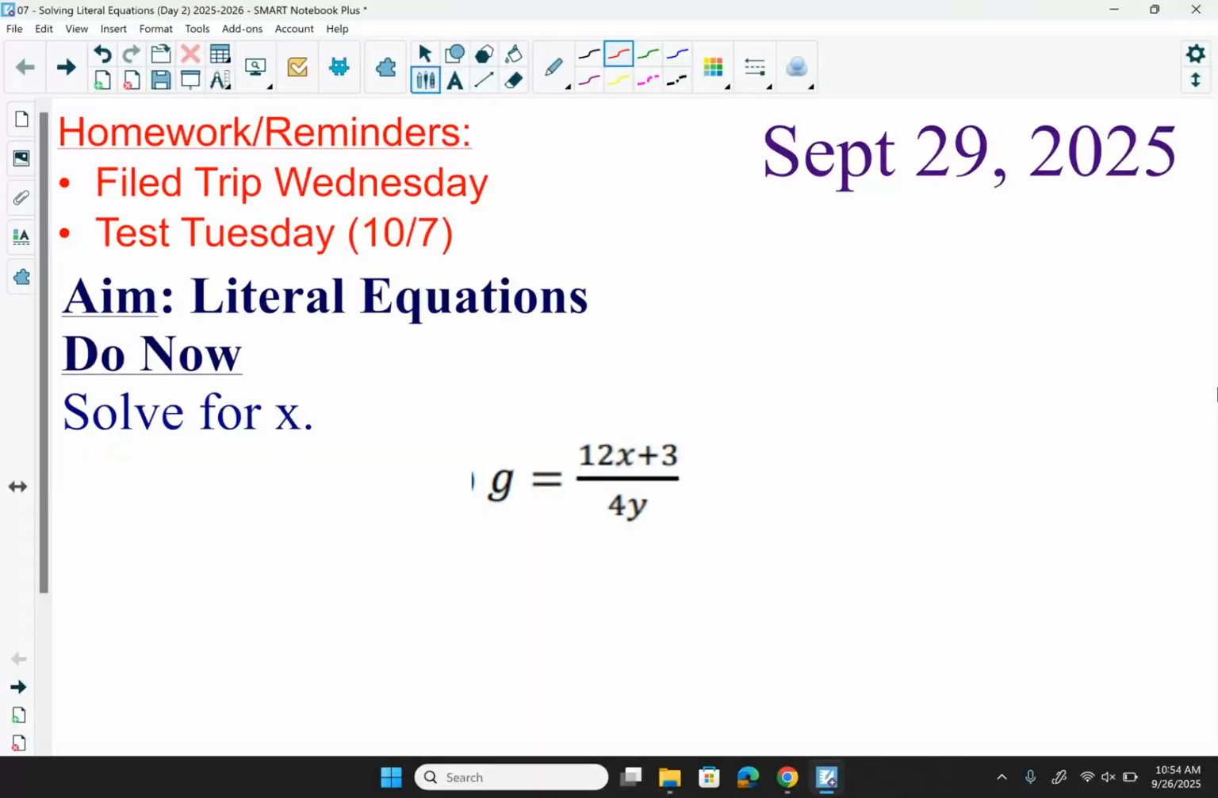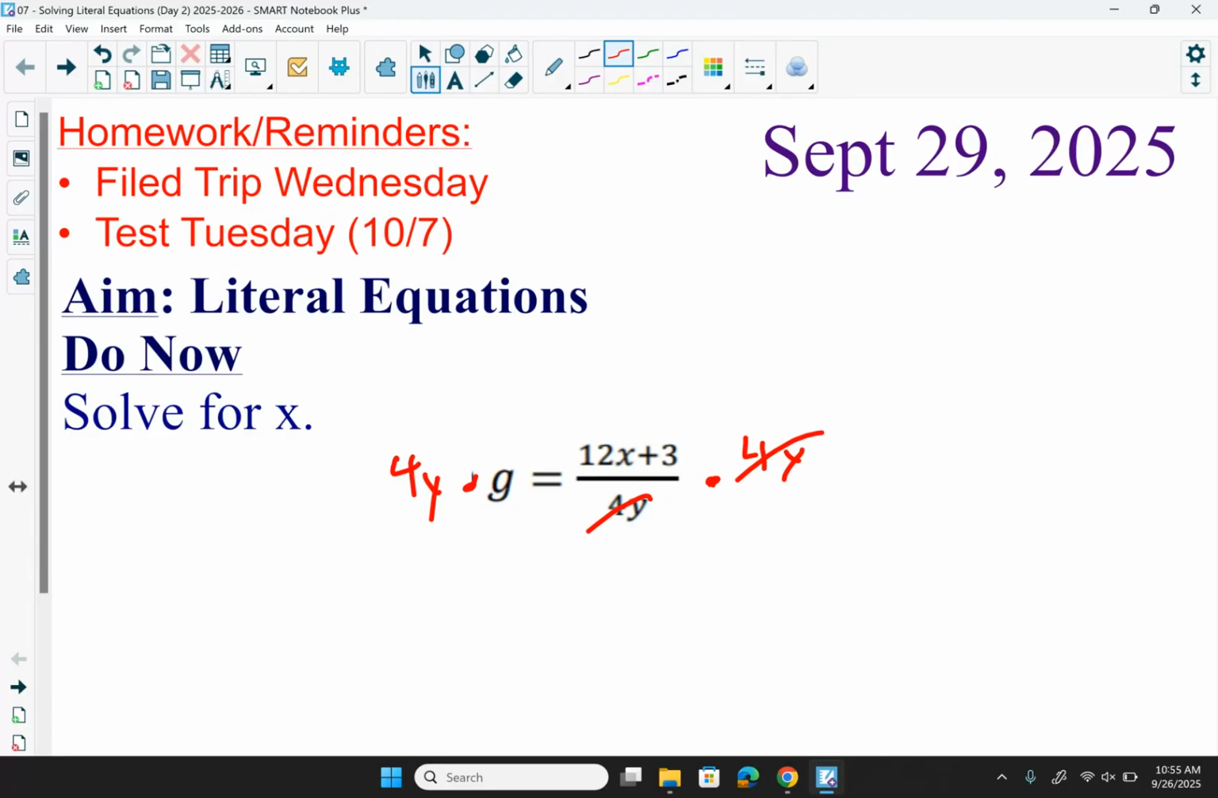In our do now today, we're going back to a literal equation where we have multiple variables and we're asked to solve for x. So that means we're going to be isolating x, getting the x by itself. Here as a first step, we would want to multiply both sides by 4y to get those to cancel.